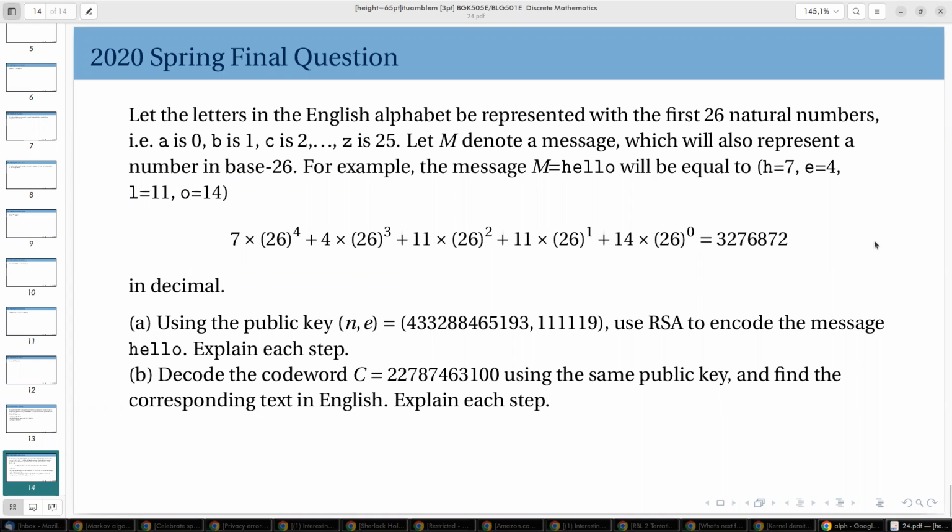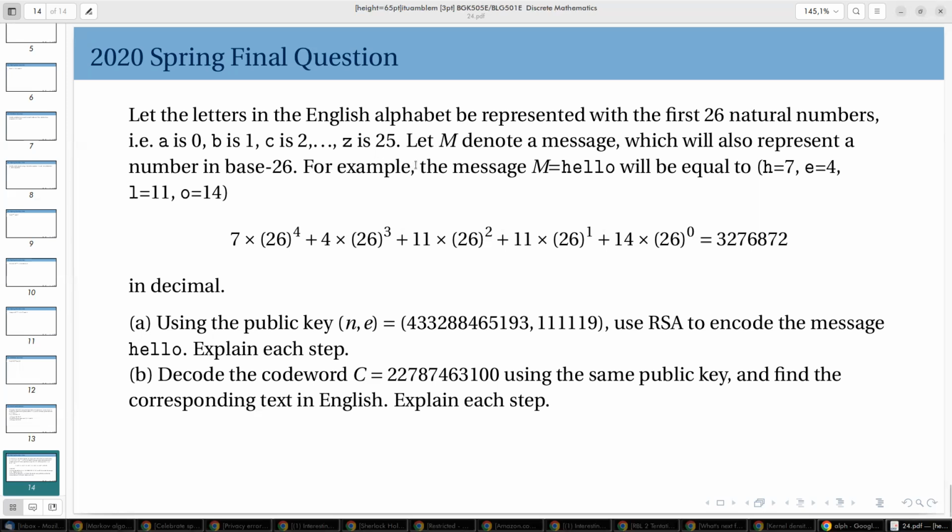This here is another encryption problem, again related to the RSA scheme. Let's understand the question first. The letters in the English alphabet are represented with the first 26 natural numbers. So we map the letter A to number 0, B to number 1, C to 2, up to Z to 25. So this is essentially base 26 representation.